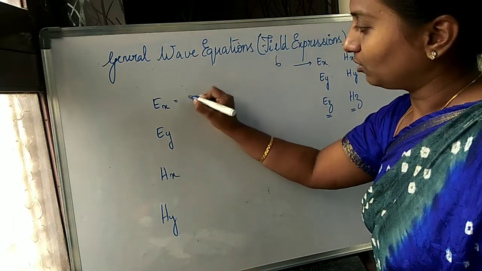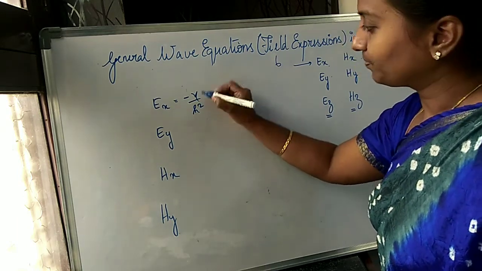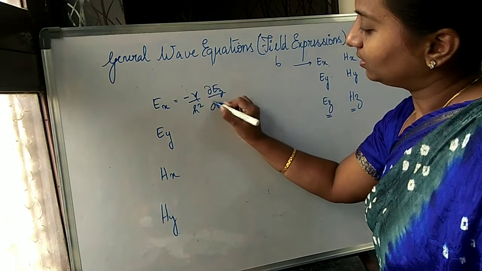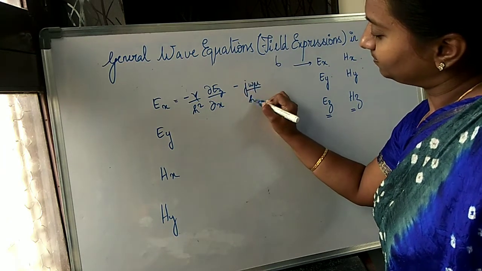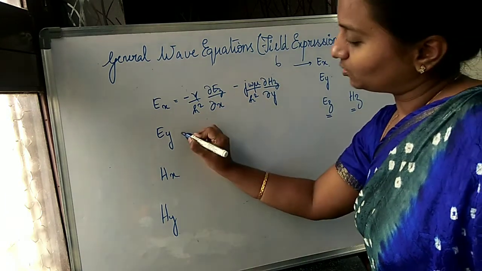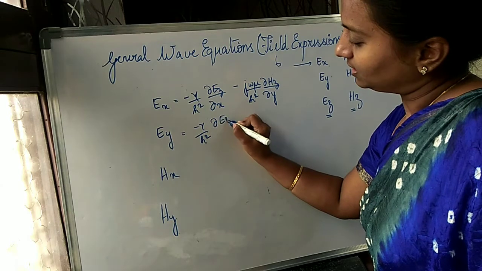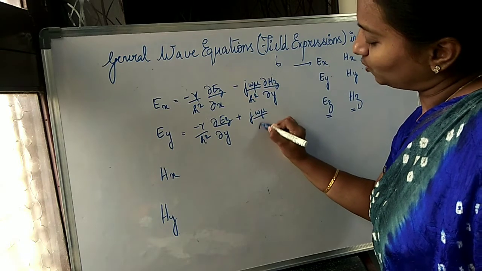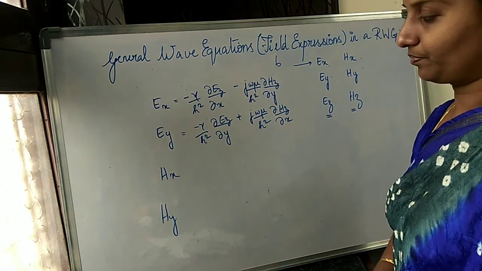So Ex, if you recall, is minus gamma by h square dou Ez by dou x minus j omega mu by h square dou Hz by dou y. What is this gamma? It is the propagation constant, okay? And Ey was minus gamma by h square dou Ez by dou y plus j omega mu by h square dou Hz by dou x.